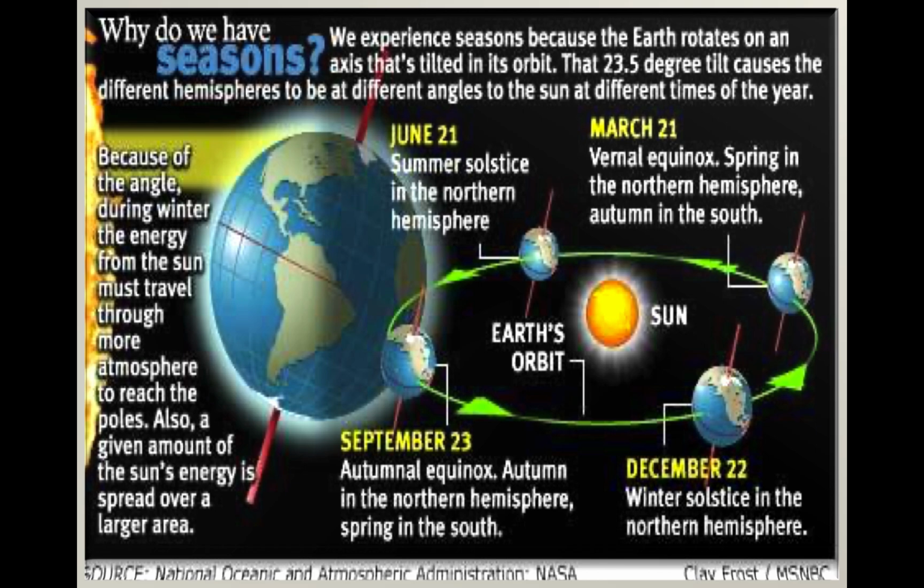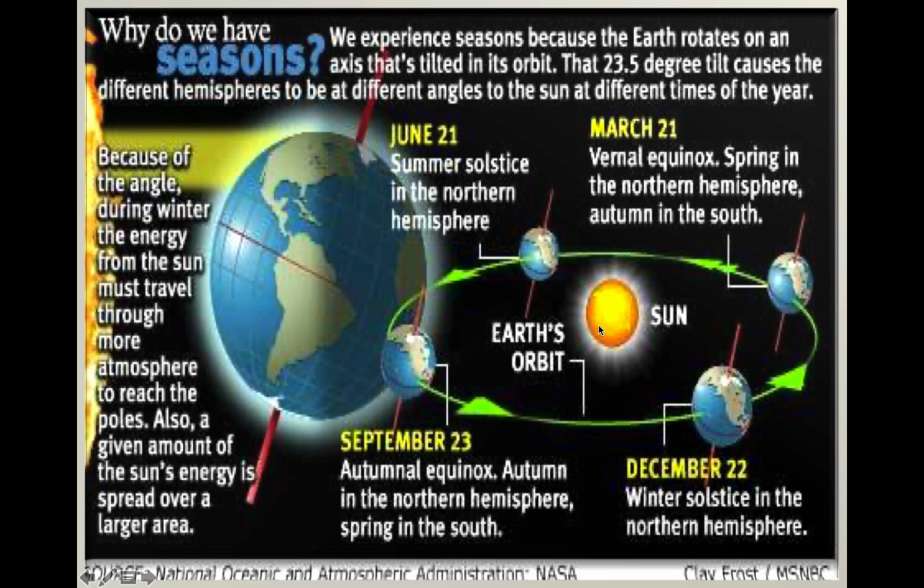Okay, so this slide asks, why do we have seasons? That's been the big question of our lesson. We experience seasons because the Earth rotates on an axis that's tilted in its orbit, and also the Earth is revolving around the sun. The axis is tilted at 23.5 degrees, and that causes different hemispheres to be at different angles to the sun at different times of the year, just like we've been saying.